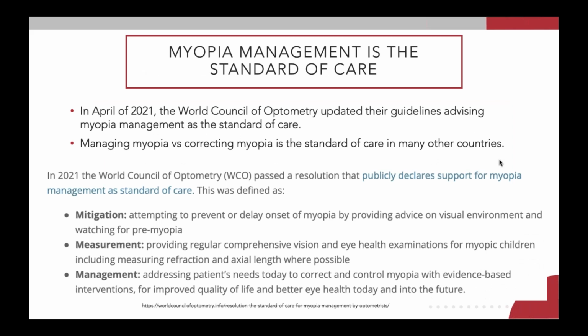I think it's important to say that myopia management is now the standard of care. In April of 2021, the World Council of Optometry updated their guidelines advising myopia management as the standard of care. So again, this is a shift from correcting myopia the same way we've done for the past hundreds of years to really managing myopia and trying to lessen the overall degree that your child develops. We have so many treatment options that have proven to be effective, that there's no reason we shouldn't be educating patients and parents and recommending a myopia management treatment option.